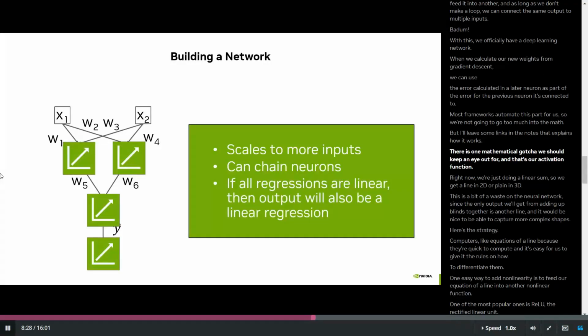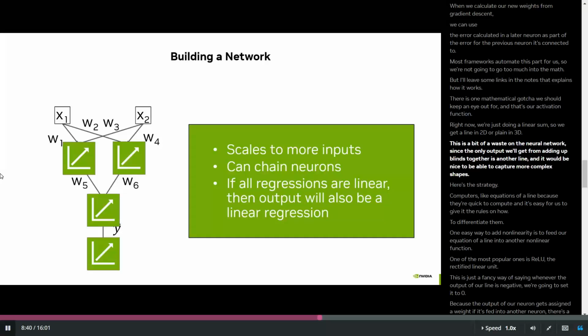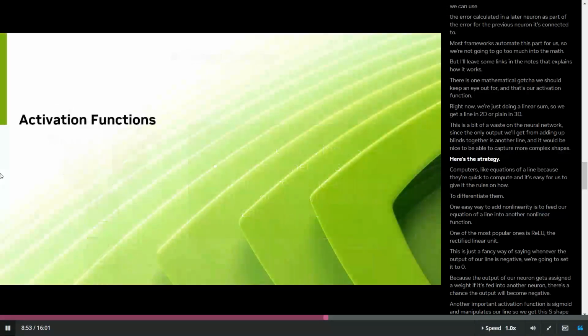There's one mathematical gotcha we should keep an eye out for, and that's our activation function. Right now we're just doing a linear sum, so we get a line in 2D or a plane in 3D. This is a bit of a waste on a neural network, since the only output we'll get from adding up lines together is another line, and it would be nice to be able to capture more complex shapes. Here's the strategy.